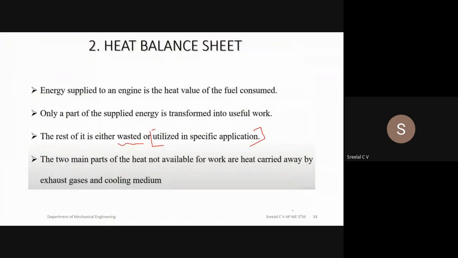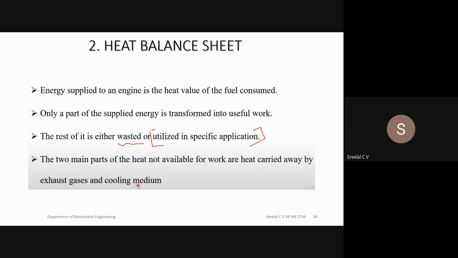So it is used in specific applications like the turbocharger and everything. So the two main parts of heat not available for work are the heat carried away by the exhaust gas as well as the cooling medium. Cooling medium means we will be circulating some water or other coolant in order to reduce the temperature, so that it absorbs some heat energy.